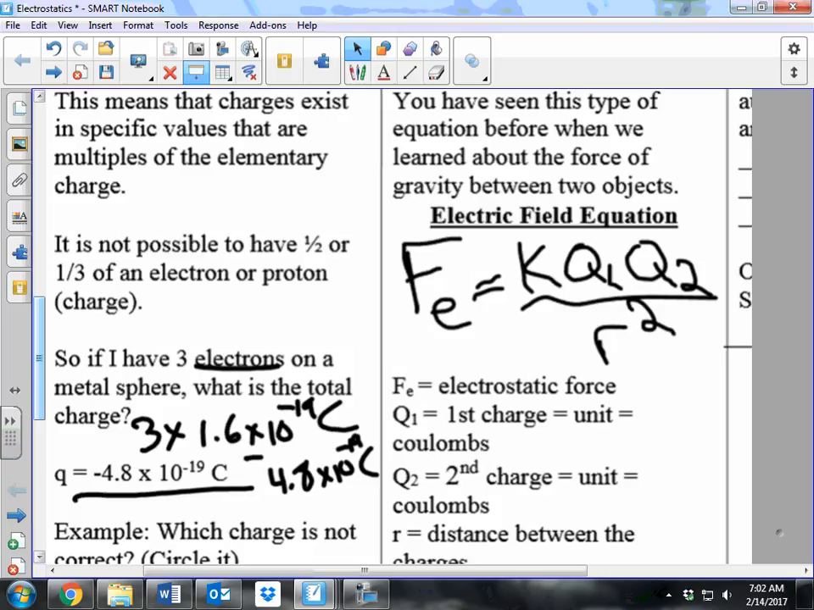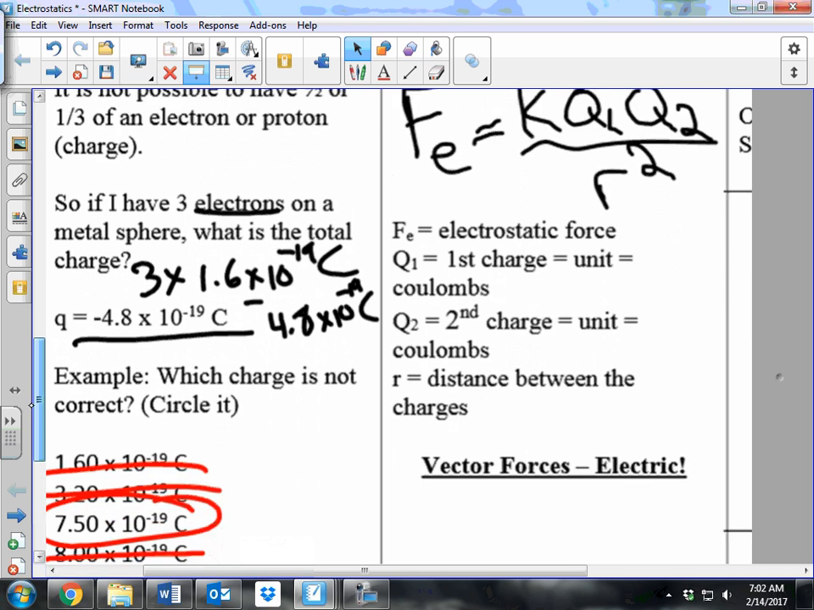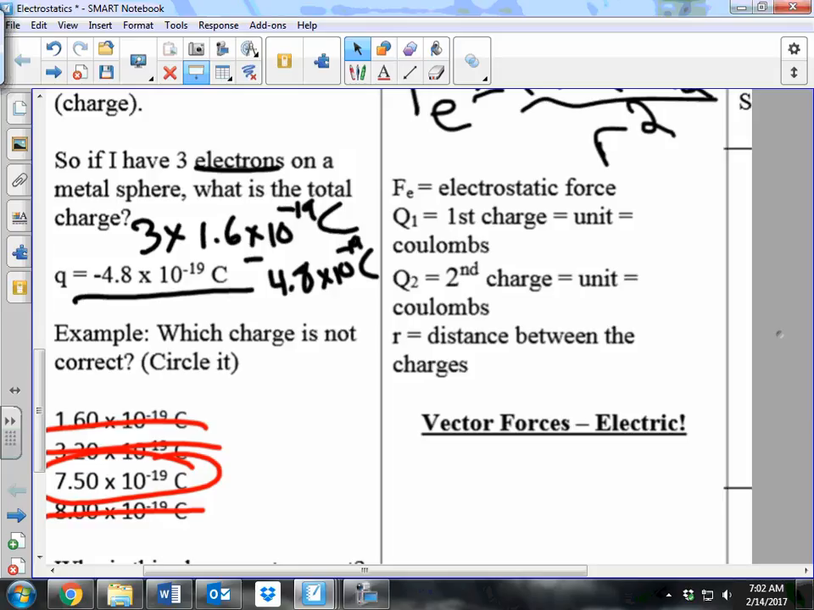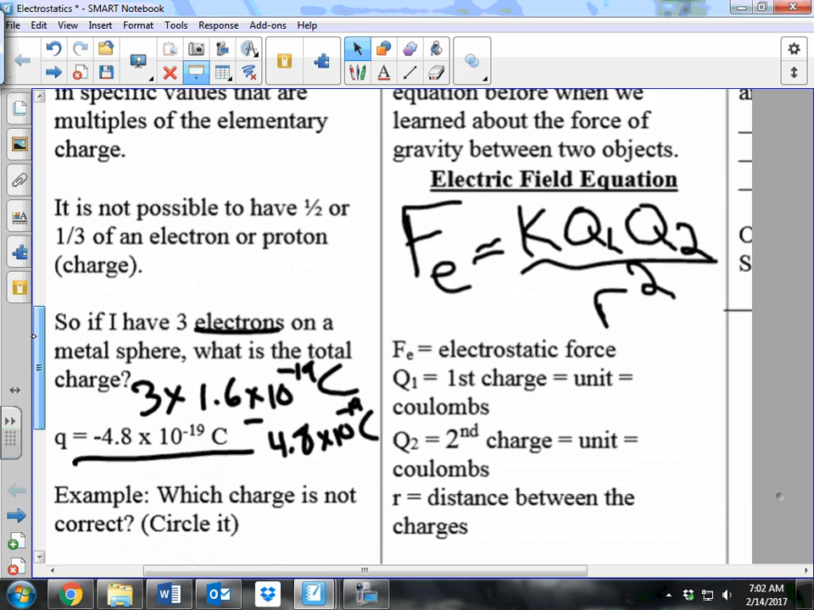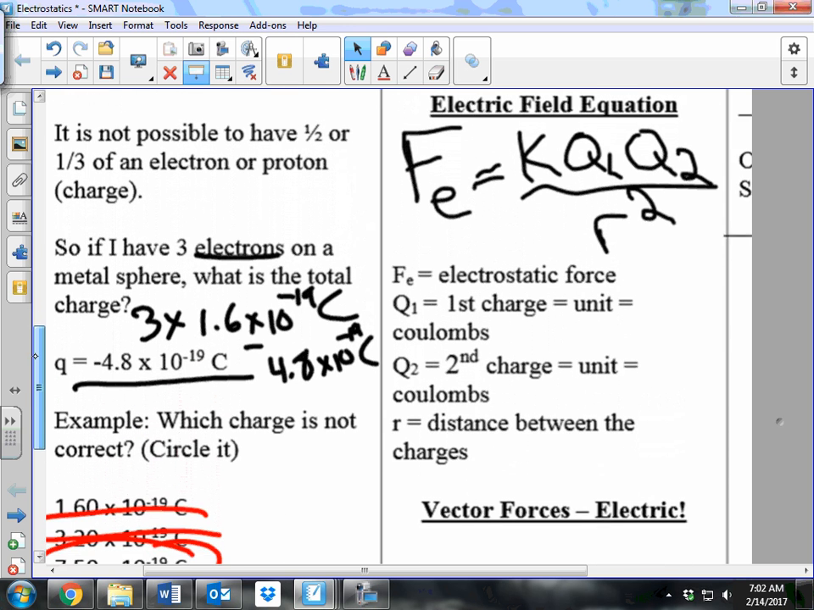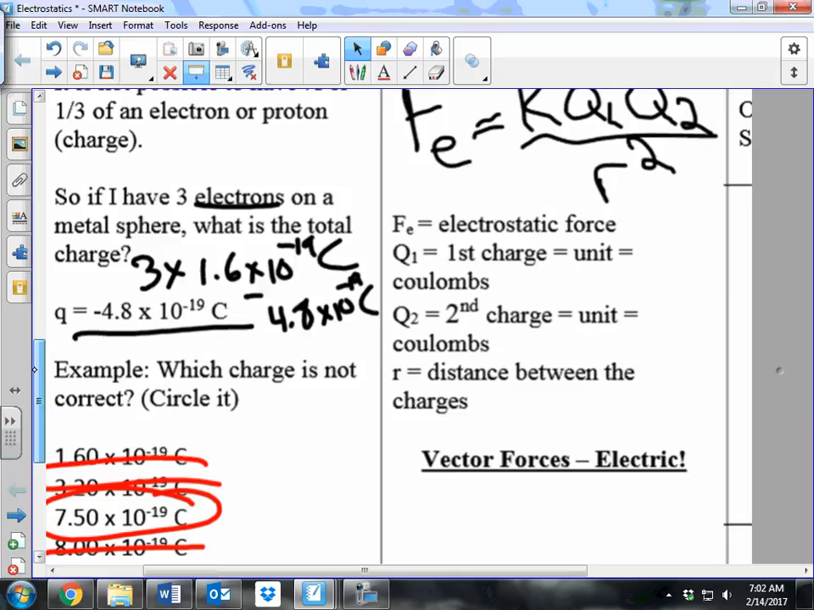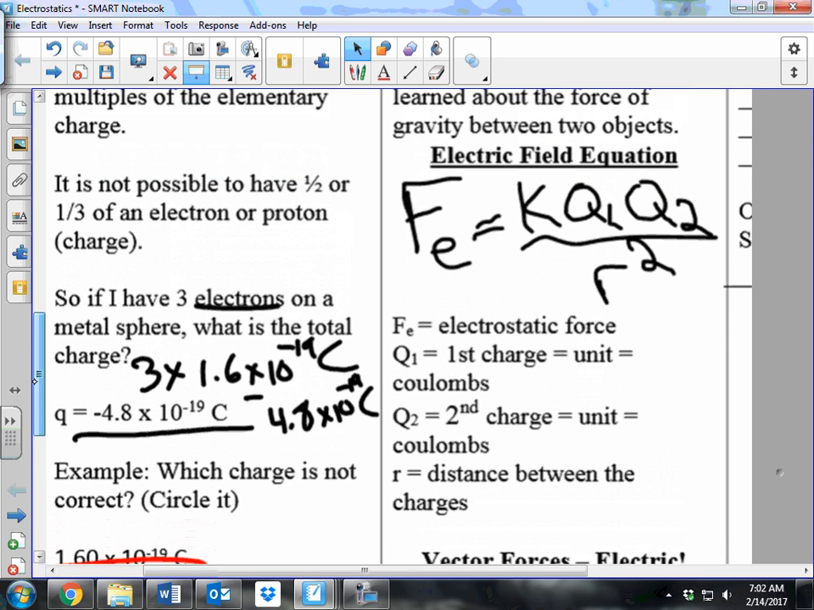So F_E is electrostatic force. Q1 is the first charge, and the unit is coulombs. Q2 is the second charge, and the unit is coulombs. And once again, r is the distance between the charges. And please remember that the inverse square law also applies here, which we'll go into. And if you haven't watched my video about how to solve mathematical relationships, watch it. That is in the notes or in the homeworks as well.